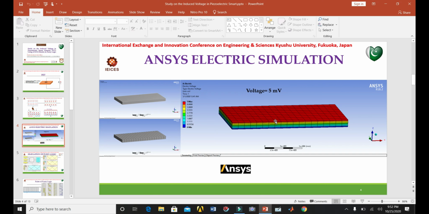This is the continuous domain, and I can convert it into a finite number of points called nodes and elements, which you are observing here in this figure. After meshing, I got 2110 nodes and 342 elements. The maximum voltage determined here is 5 millivolts.